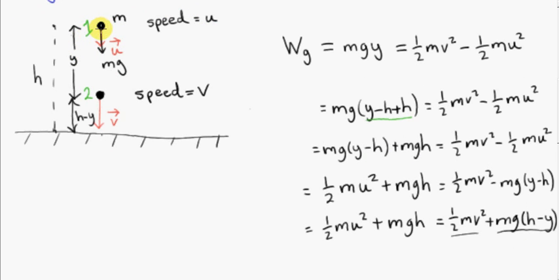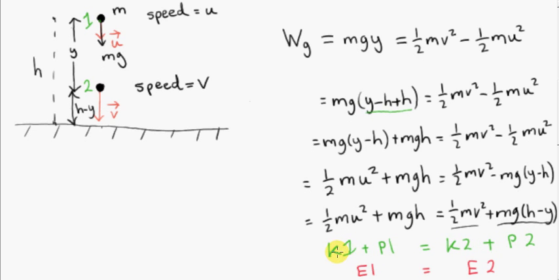So if we call this position up here position 1, for this term here we can just write K1 for the kinetic energy of the particle at position 1, and for this term here we can write P1 for the gravitational potential energy of the particle at position 1. And that's going to equal, over here, K2 plus P2.